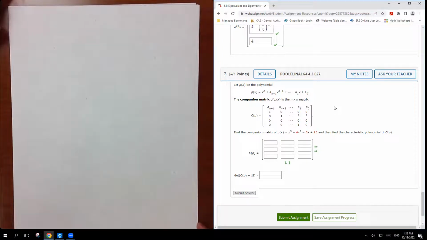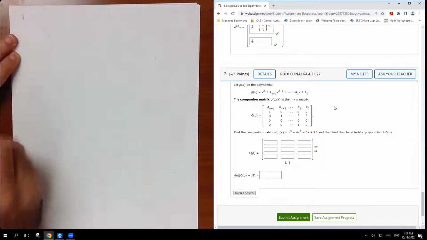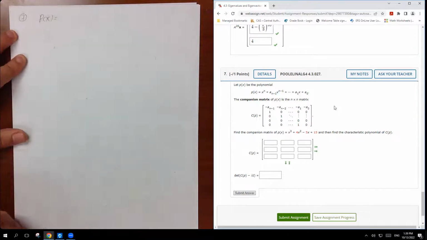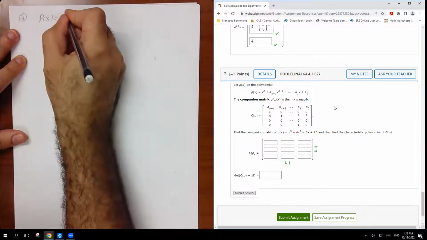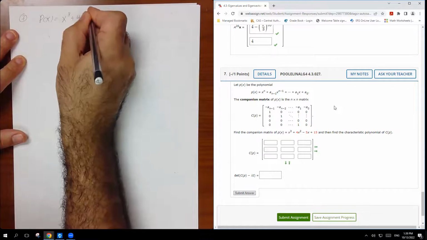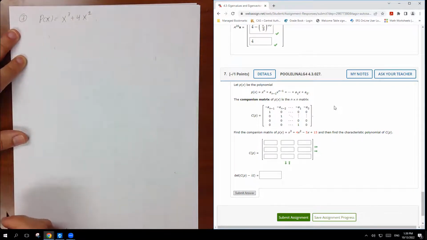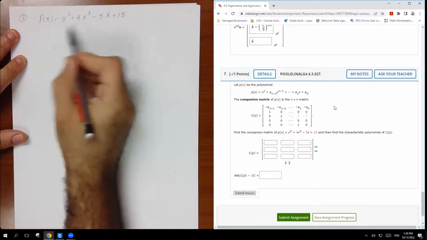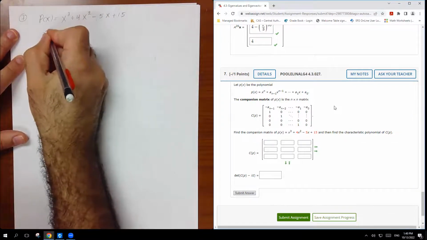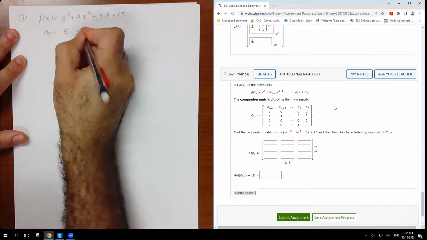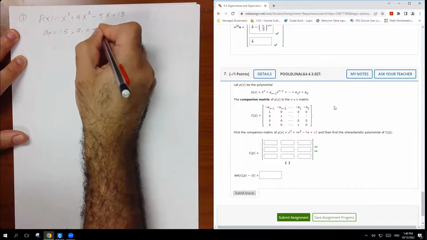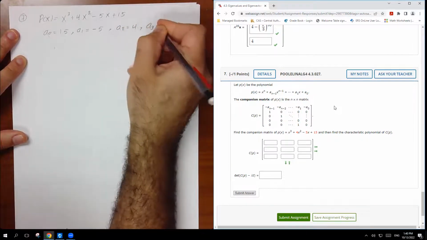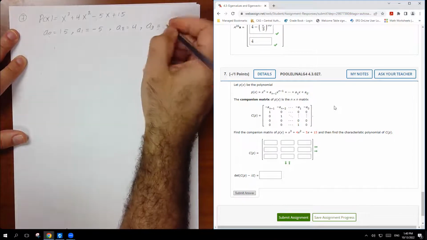So the polynomial function is P of X. This is example 7. P of X equals x cubed plus 4x squared minus 5x plus 15. Be careful, there is no missing term. So I'm going to say A0 equals 15, A1 equals negative 5, and A2 equals 4. And A3, which is the last one, that means A_n equals 1.